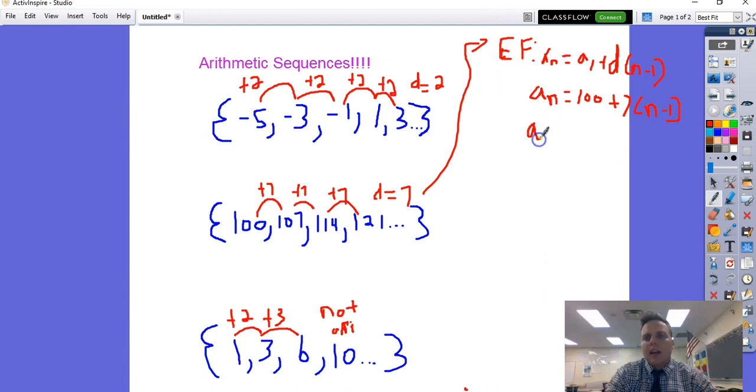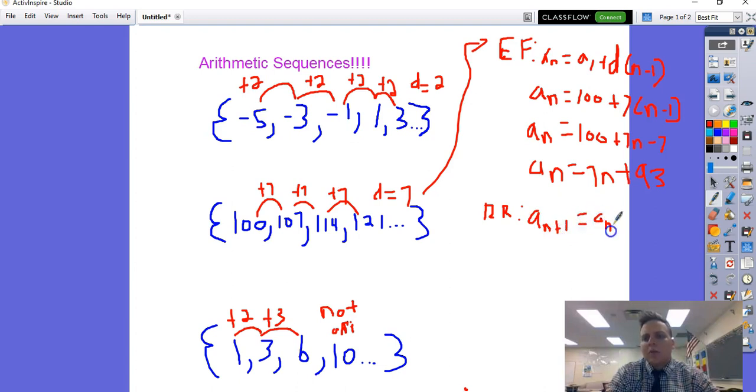Alright, so then I get a sub n is equal to 100. I got to distribute that 7n. So that's going to give me plus 7n minus 7. So I'm going to get a sub n is equal to 7n, 100 minus 7 is 93. So there you go. So that's the explicit formula. The recursive rule is simply a sub n plus 1 is equal to a sub n plus d. And what is d for this problem? 7. So bam. There you go.